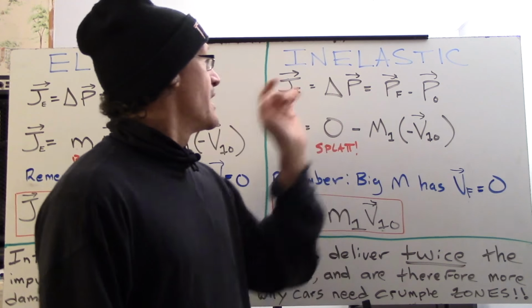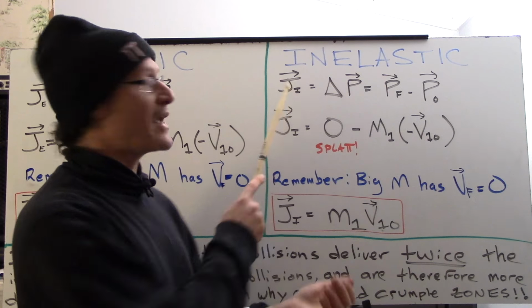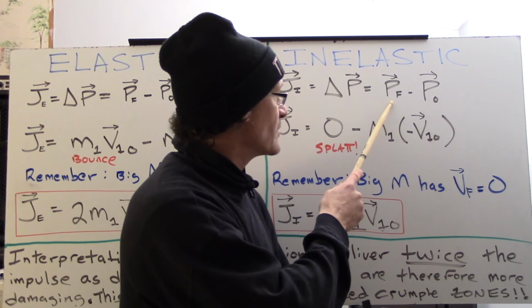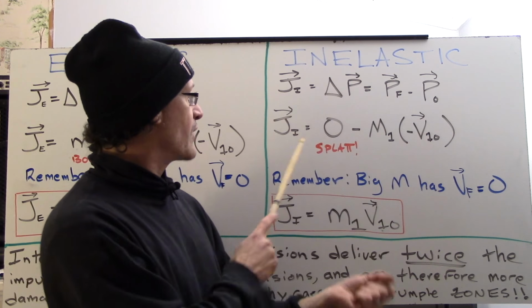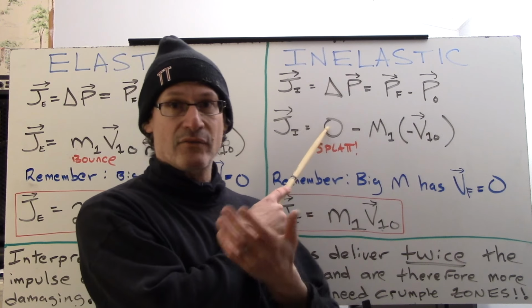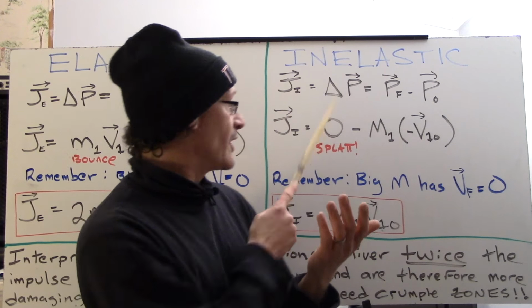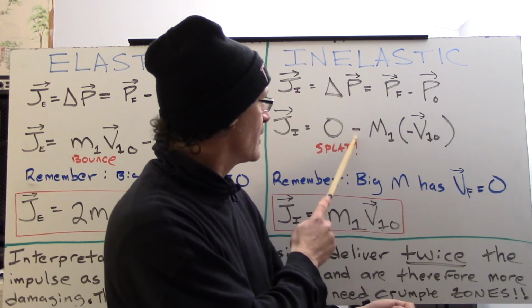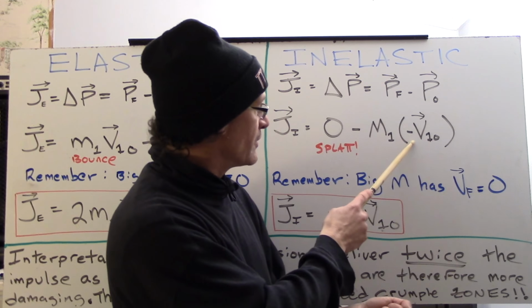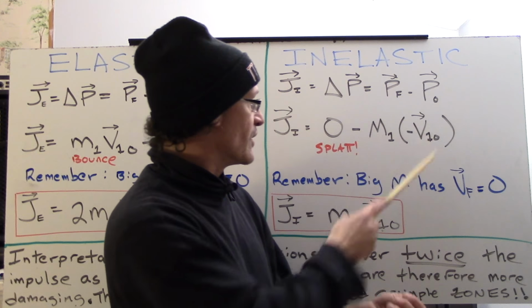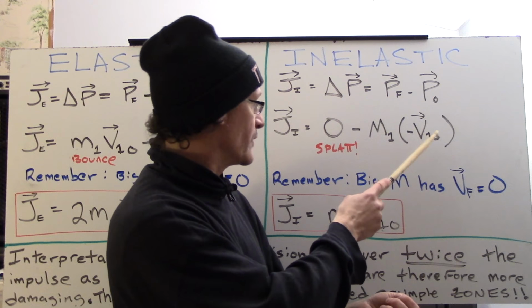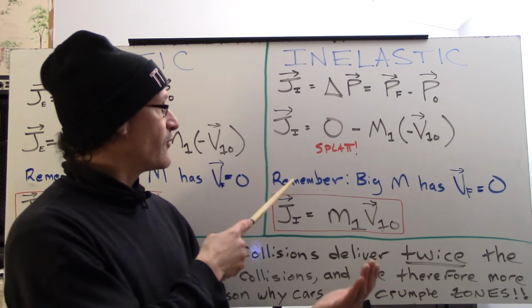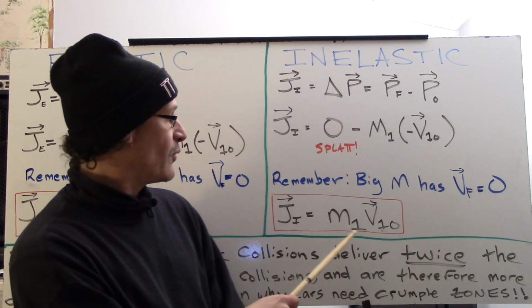All right, let's look at the inelastic side. So we've got J sub I for inelastic equals delta P again. Momentum final minus momentum original. In this case, the final velocity was 0. This is the splat over here, right? And all we have is the incoming momentum, which is minus m1 times negative v1 naught. So this is just m1 v1 naught. The impulse here for the inelastic collision is m1 v1 naught.